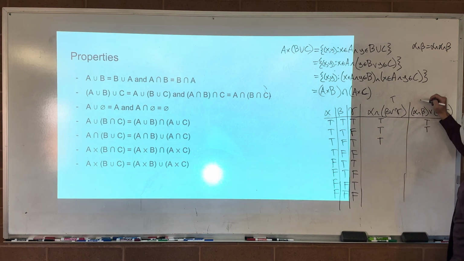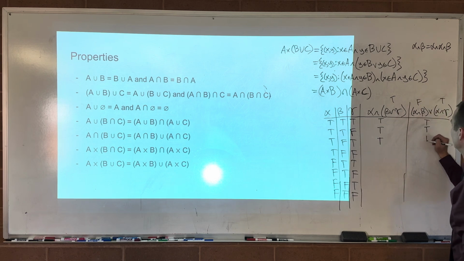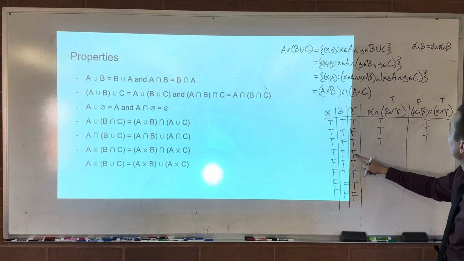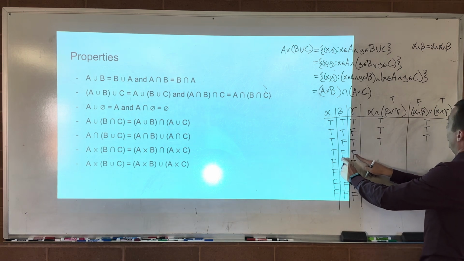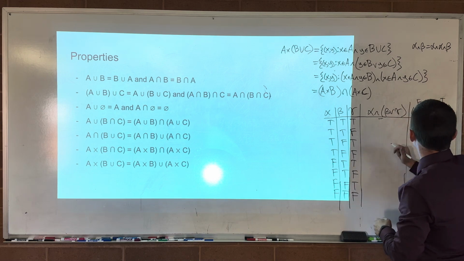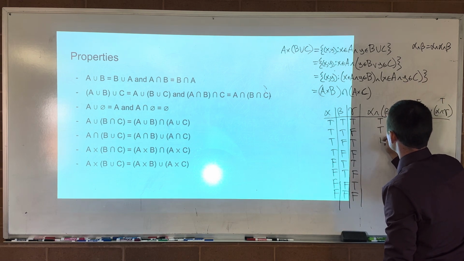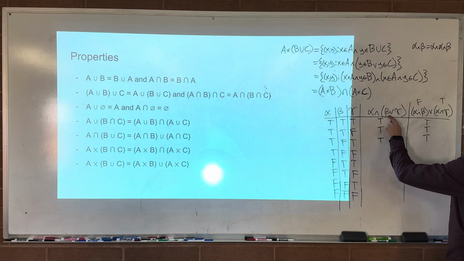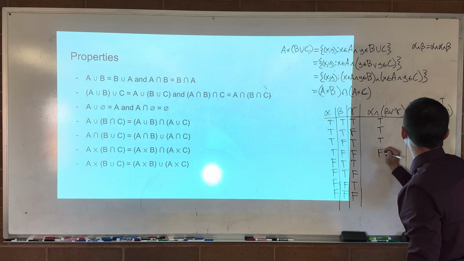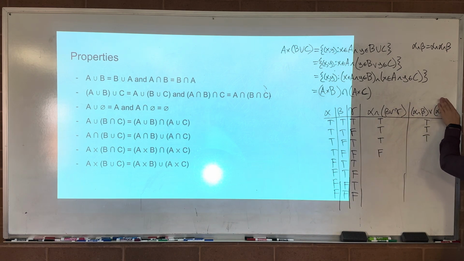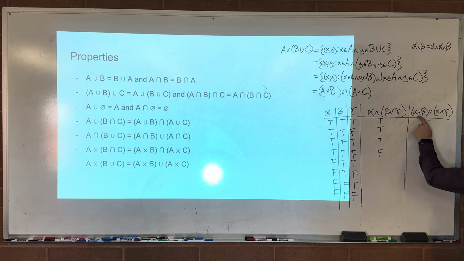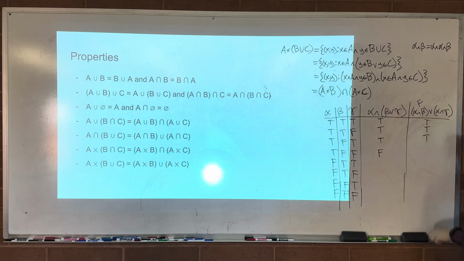True and false is? False. True and true is? True. False or true is? True. Next, only alpha is true, the other ones are false. All right. False or false is? False. True and false is? False. True and false is? False. False or false is? False.